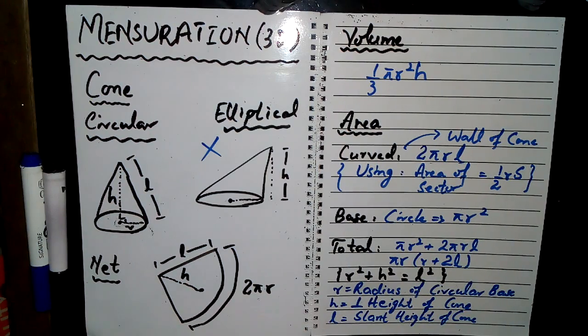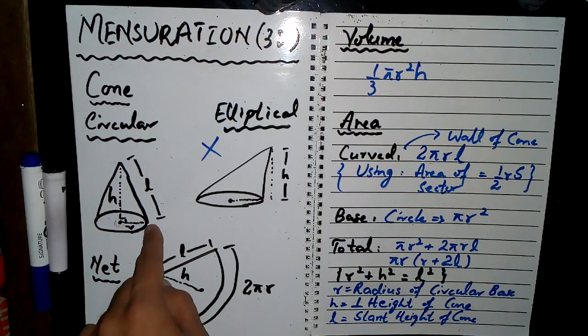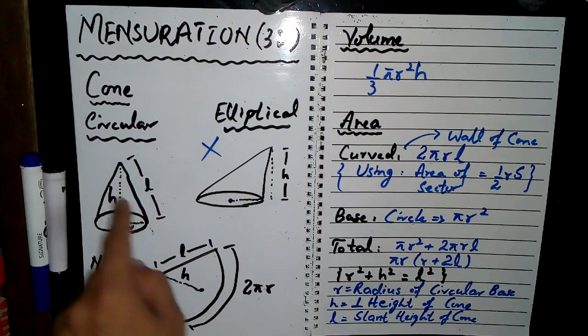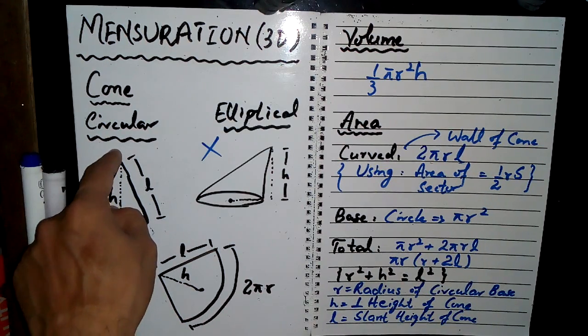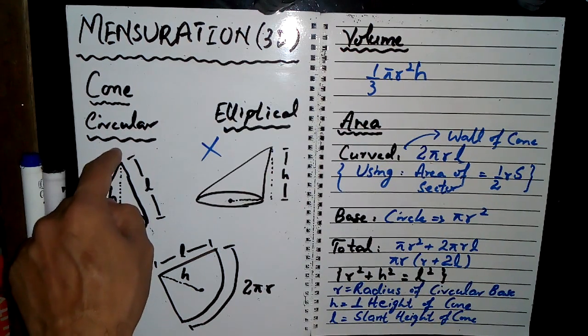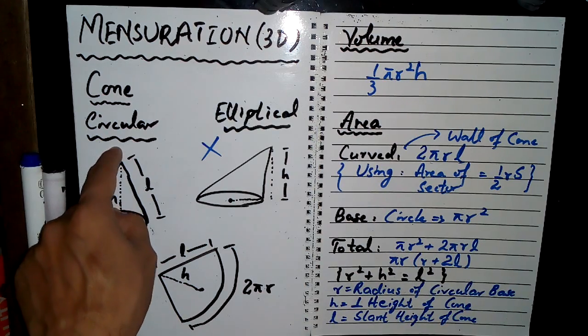Small h is the perpendicular height of the cone from the center of the base, while l is the slant height of the cone from the corner of the base to the tip, the vertex of the cone. This is also called the vertex of the cone.